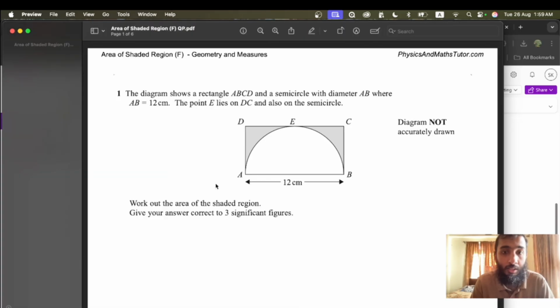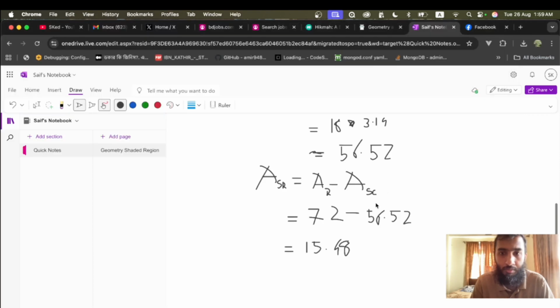You have to give three significant figures. I gave two, so you can do the same for three. If I use 3.1416, then I'll get the three significant figure answer. I'll add one more figure, so then we can get the three significant figure precise answer.